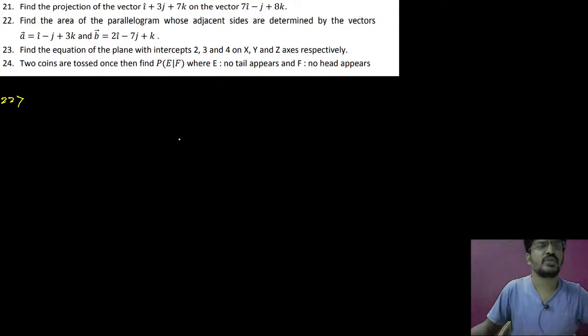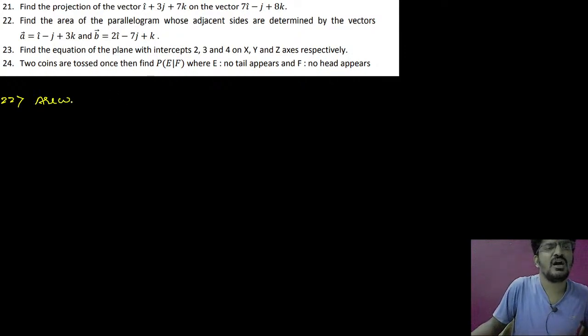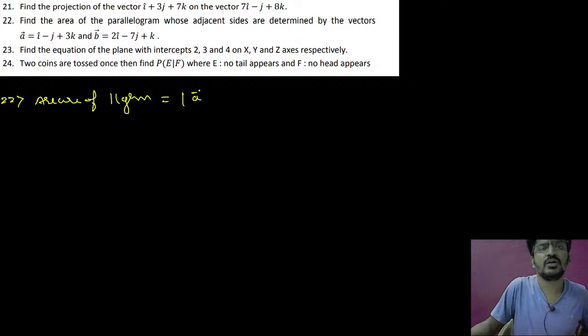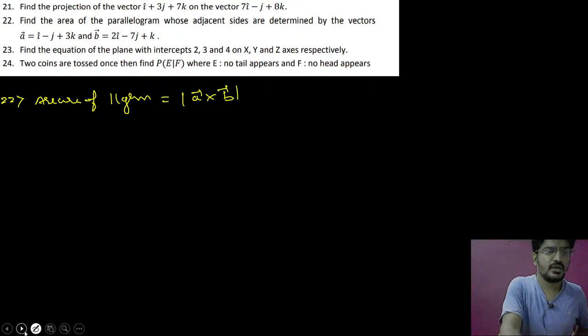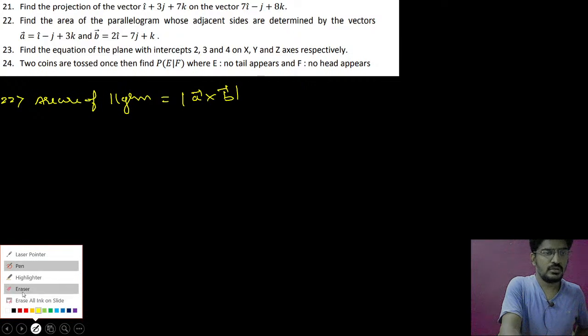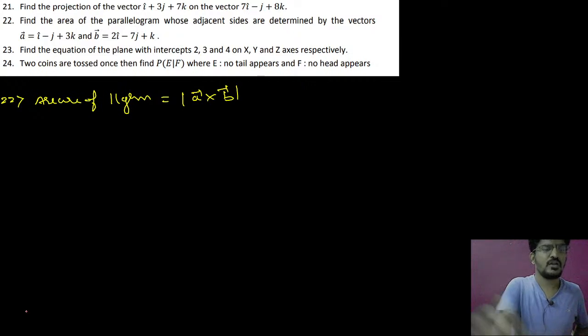What is problem number 22? Find the area of the parallelogram whose adjacent sides are given. The area of a parallelogram is equal to mod of vector A cross vector B. I think this is also repeated. I think yesterday in the previous question paper we have solved this. Clear? Okay. Find the area of the parallelogram. We have already solved this.